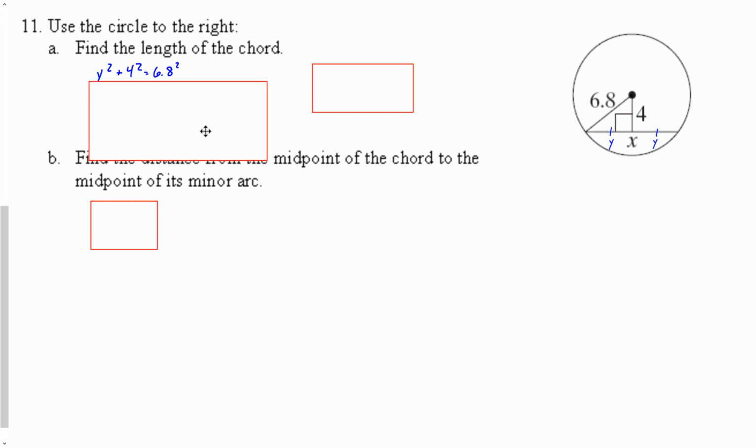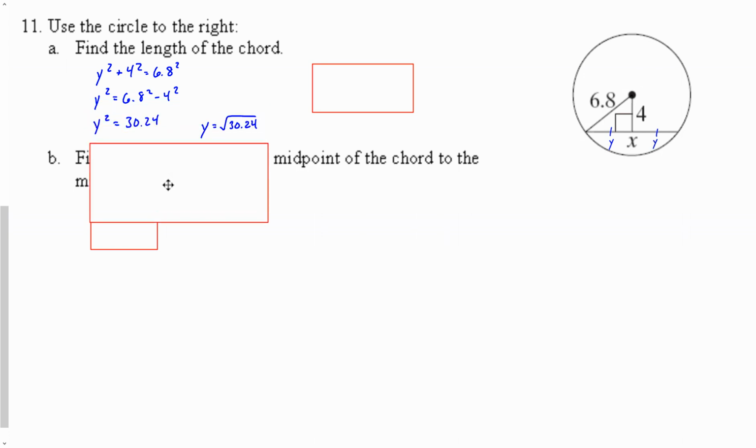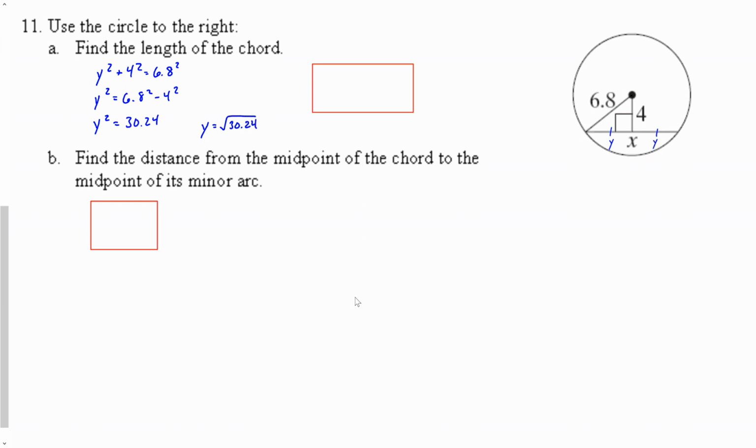So instead of finding the length of that actual chord first, I first need to find the length of y, the missing leg of that right triangle that I see in the circle. As we work through the Pythagorean theorem, we figure out that y is the square root of 30.24. Notice I haven't rounded this yet. I don't want to have to round until the very end so that my answer is as exact as possible.